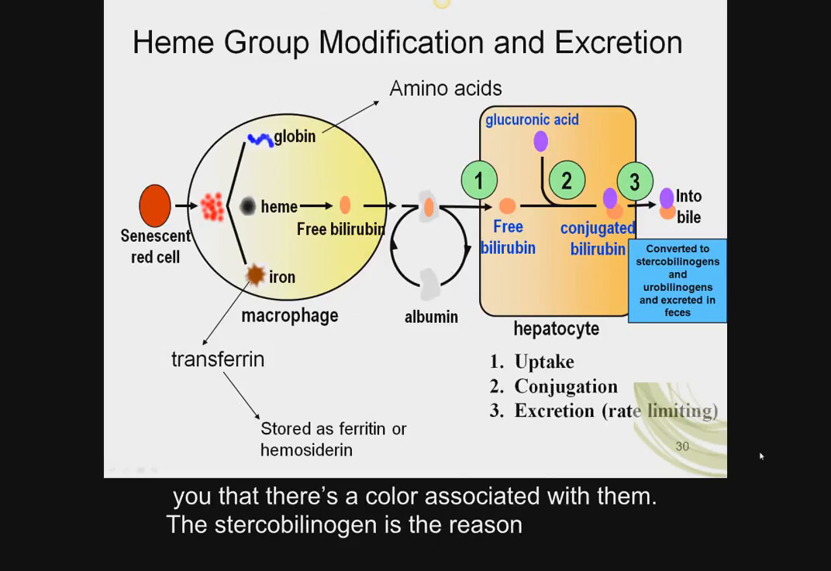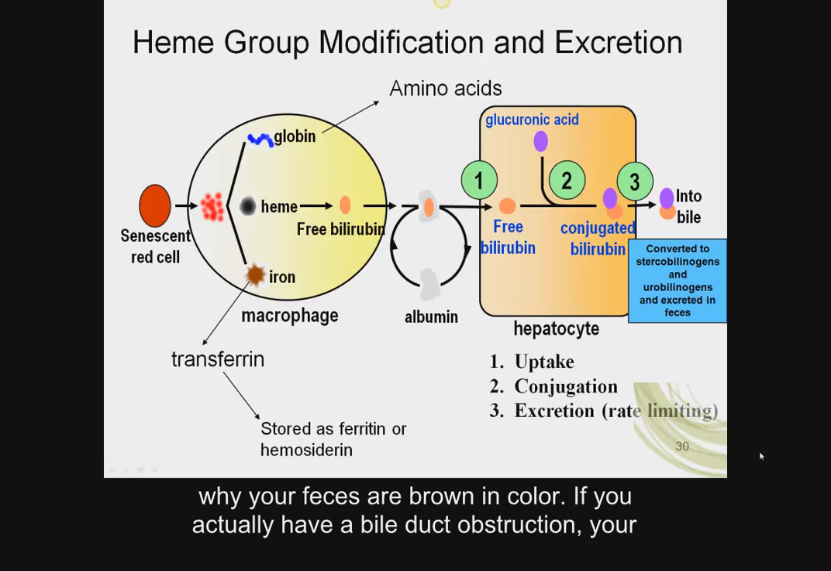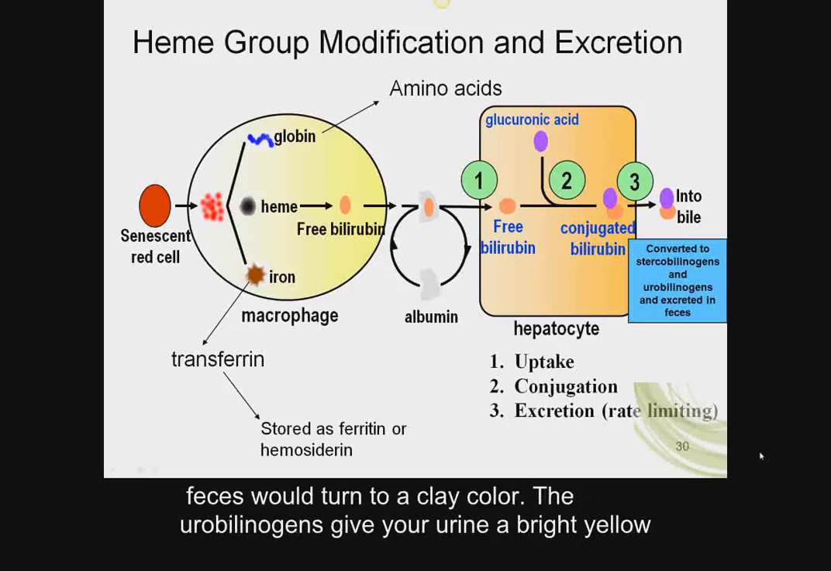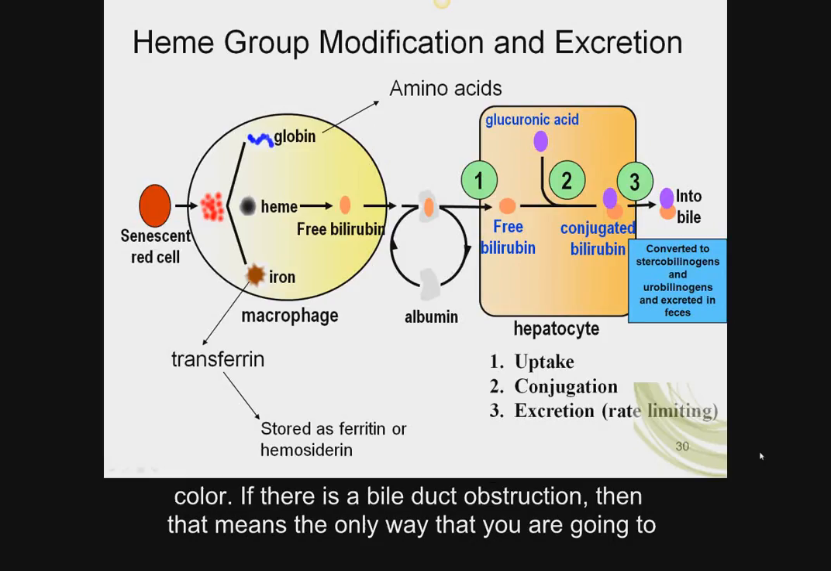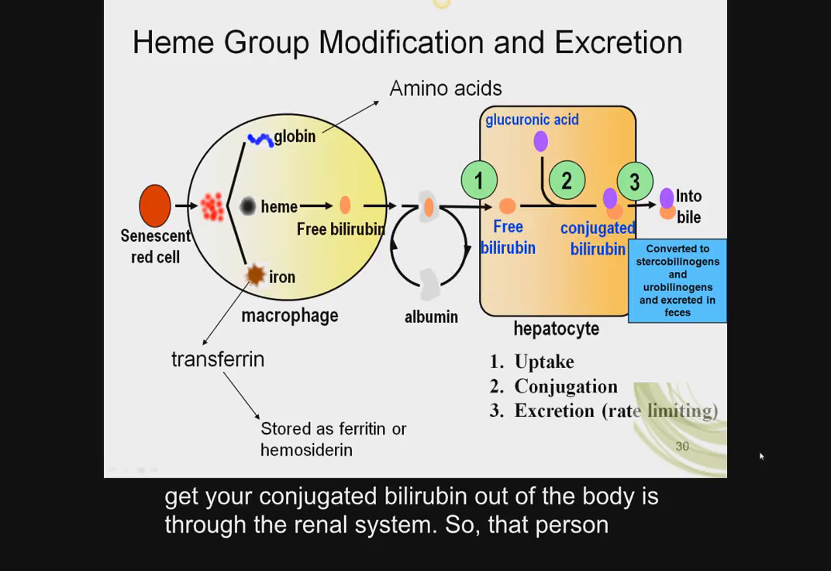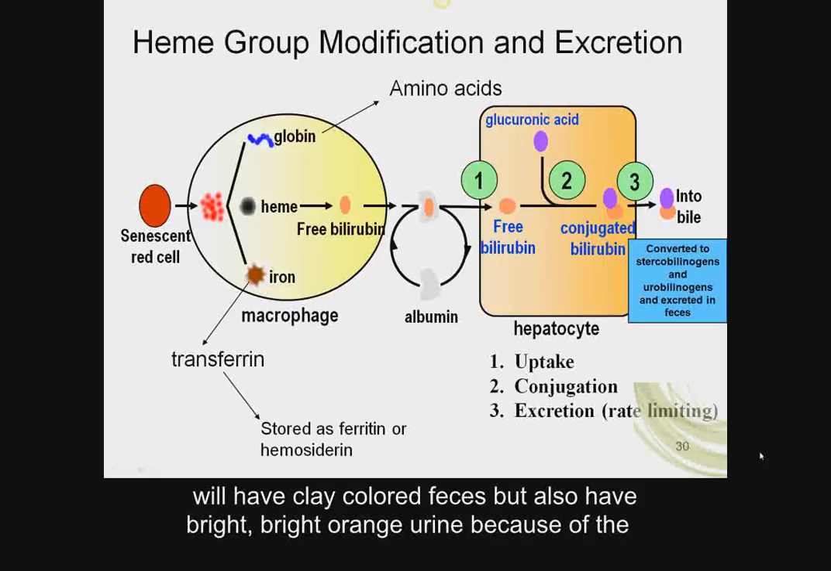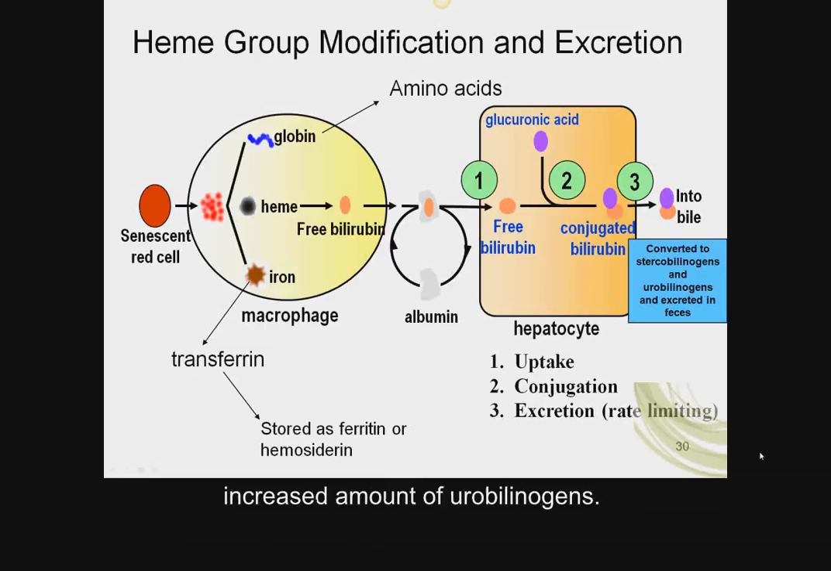And I should tell you that there's a color associated with them. The stercobilinogen is the reason why your feces are brown in color. If you have a bile duct obstruction and you can't release your bile and can't get rid of your conjugated bilirubin that way, your feces will actually be a clay color. The urobilinogens give your urine a bright yellow color. If there is a bile duct obstruction, then that means the only way you can get rid of your conjugated bilirubin is through the renal system. So again, a patient who has that will have clay-colored feces, but also have bright orange urine because of the increased amount of urobilinogen.